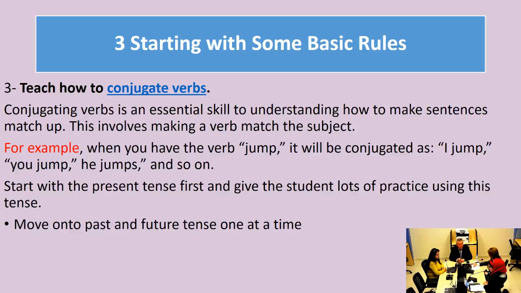For example, when you have the verb jump, it will be conjugated as I jump, you jump, he jumps, and so on. Start with the present tense first and then give the students lots of practice using this tense. Move on to past and future tense one at a time. So in the past we add ed instead of s. I jump becomes I jumped. In the future, I will jump.